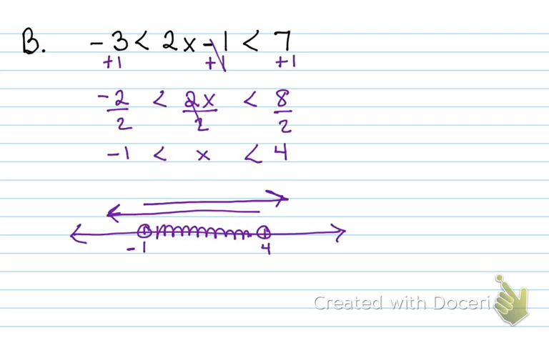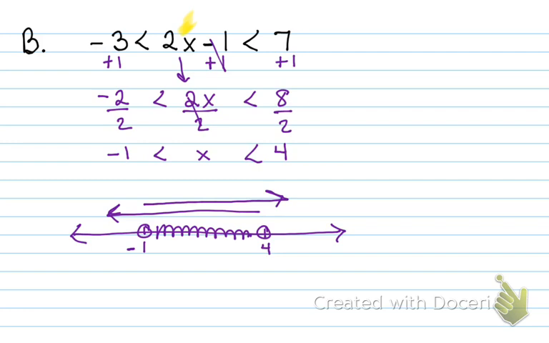So for this one, I did them all in one fell swoop. Instead of setting it up as 2 individual problems, I knew I need to get x alone in the middle here. So I went ahead and added 1 to all sides. That's how I ended up with -2 and 8 and left with 2x in the middle. Then I know I still need to get x alone, so I divide by the coefficient of 2 on all pieces. So I got -1 is less than x, and x is less than 4.